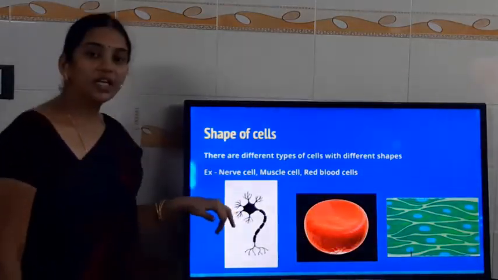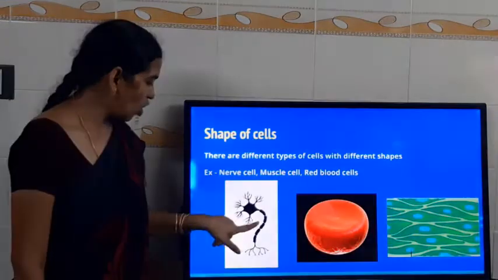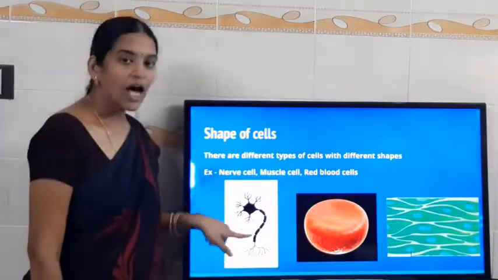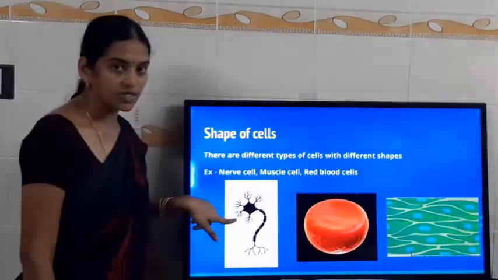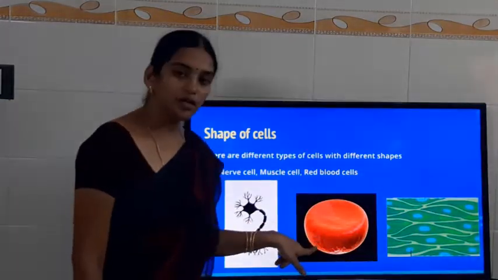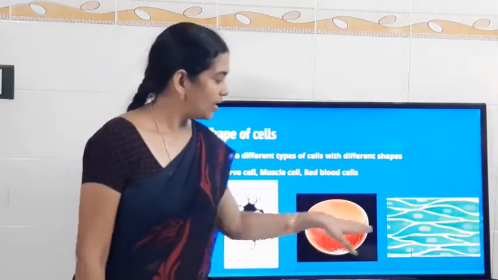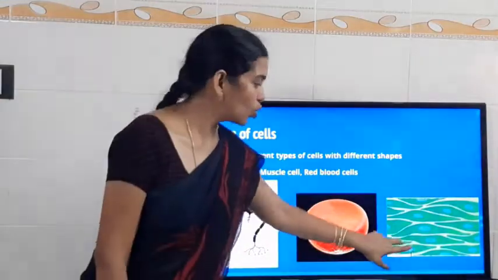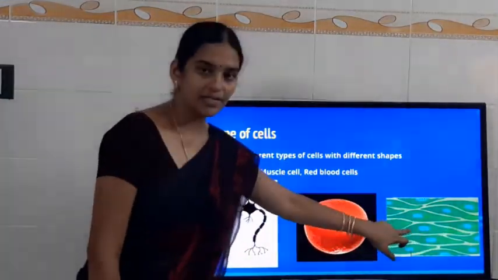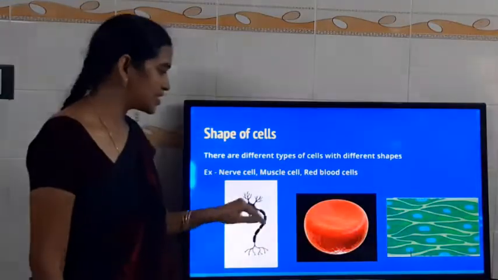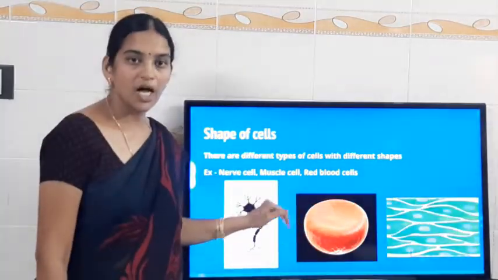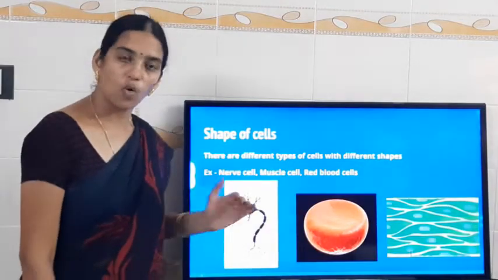For example, if we take a nerve cell, it is very long and thread-like and also it has branch-like structures. Whereas if we talk about the red blood cells, they are spherical in shape, and the muscle cell has two pointed ends. So all these three different cells have three different shapes and also they perform their own function.